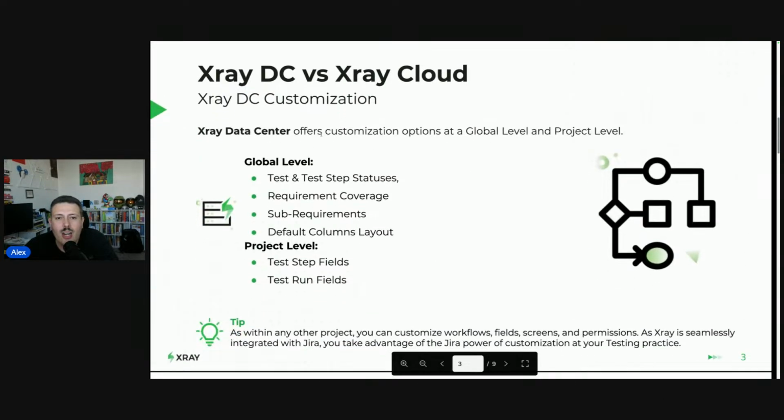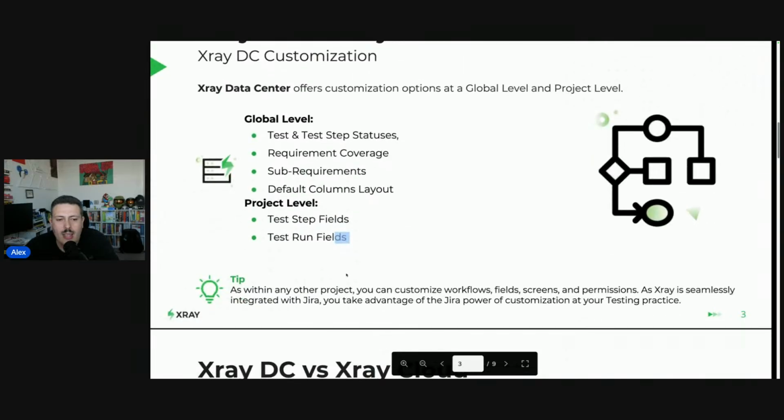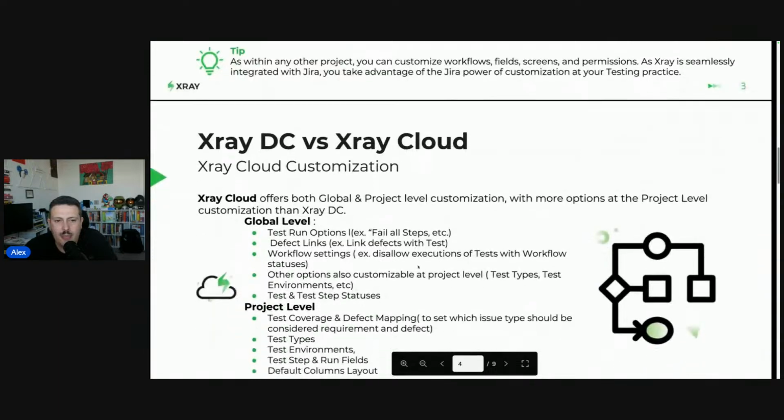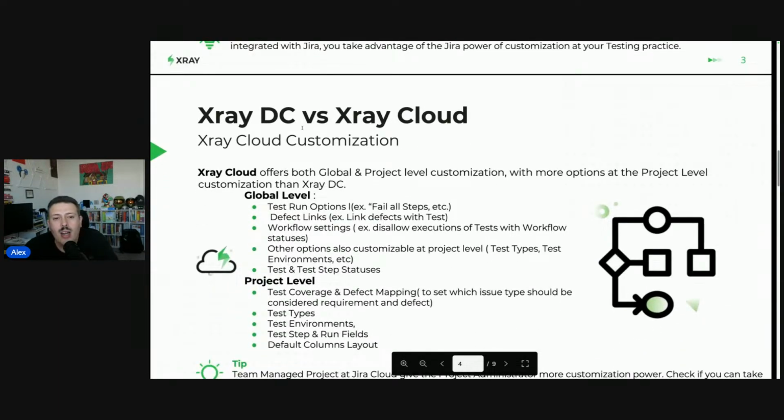So Xray Data Center offers customization options at a global level and project level. You have things like test and test step statuses, requirement coverage, sub-requirements, and default column layouts. At the project level, we have test step fields and test run fields. And as within any project, you can customize workflows, fields, screens, permissions. As Xray is seamlessly integrated with Jira, you can take advantage of the Jira power of customization in your testing practice.